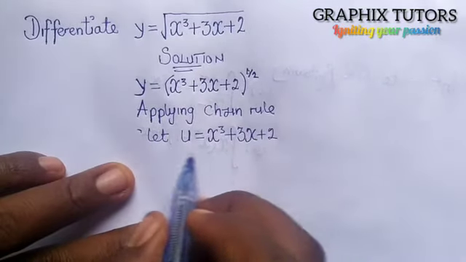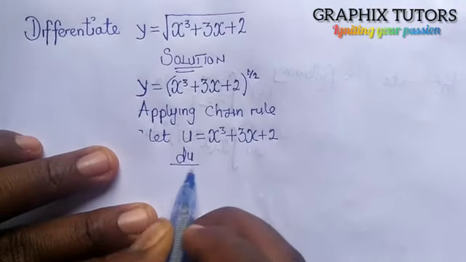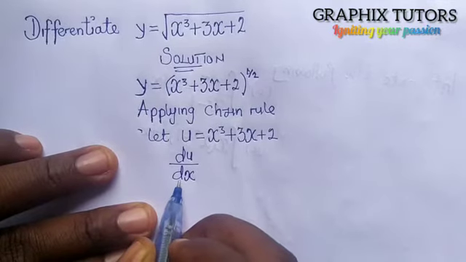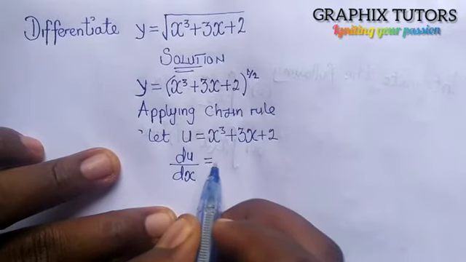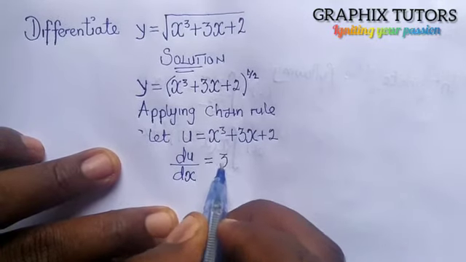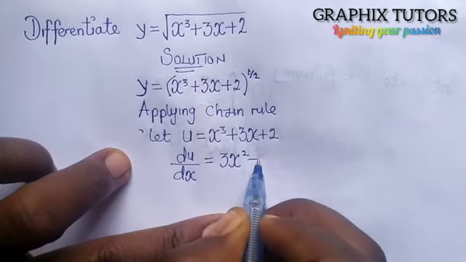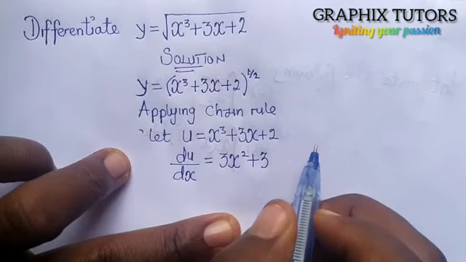Now if you differentiate u, you're going to have du over dx. You are putting it over dx because you are differentiating with respect to x. And that's going to give me 3x squared, right? Plus 3. Then this is a constant, that is 0.